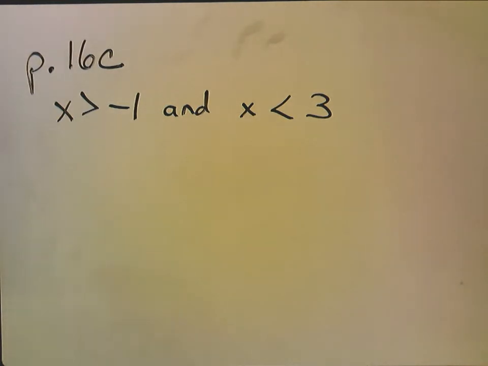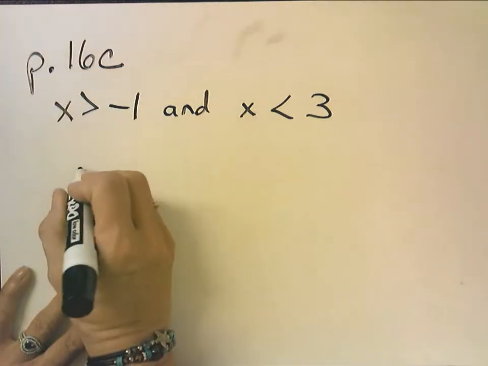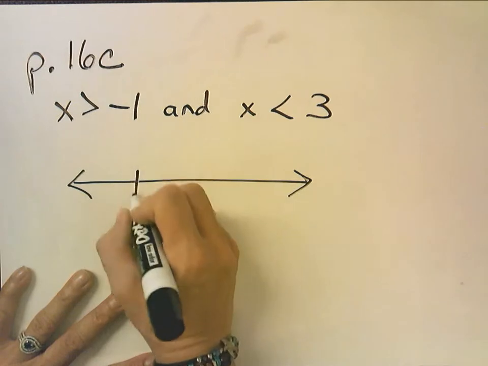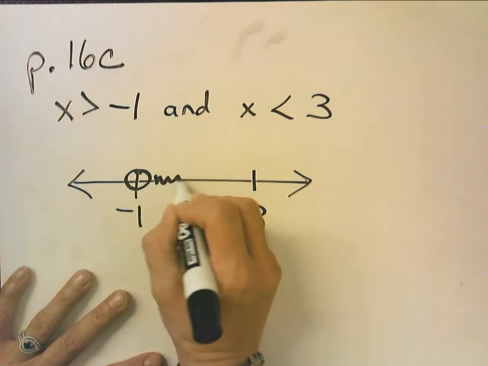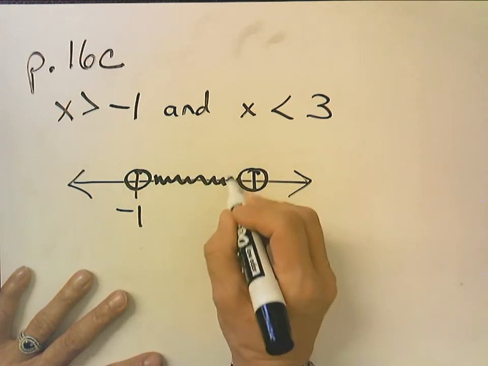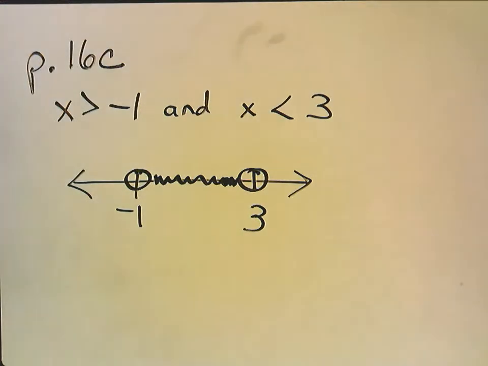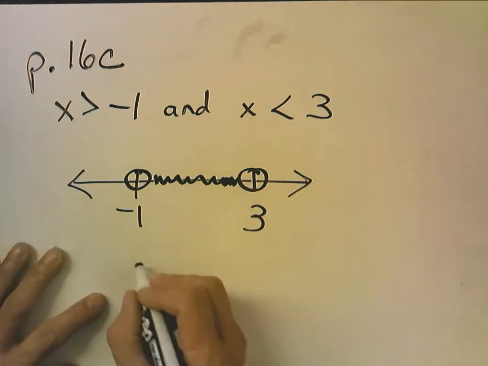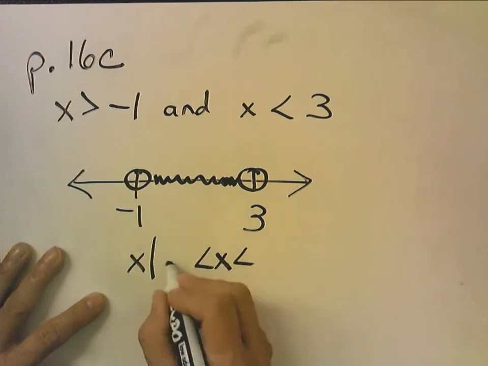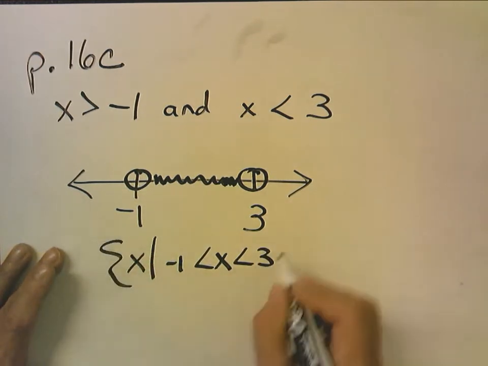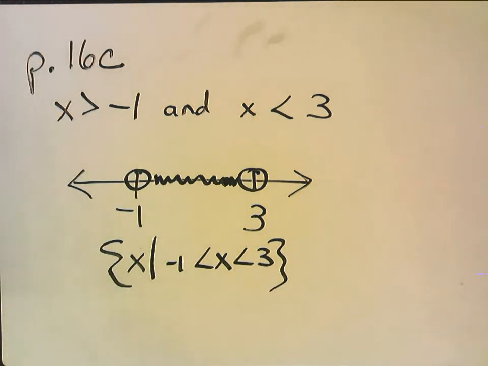So for number 1, it says solve and graph each compound inequality. So here, this says x is greater than -1 and less than 3. So greater than -1 and less than 3. So this is where the two would overlap, and they overlap in between -1 and 3. So that's how I'd graph it. My final answer in set builder notation could be x is in between -1 and 3. So all real numbers x such that x is between -1 and 3. This one was pretty simple.